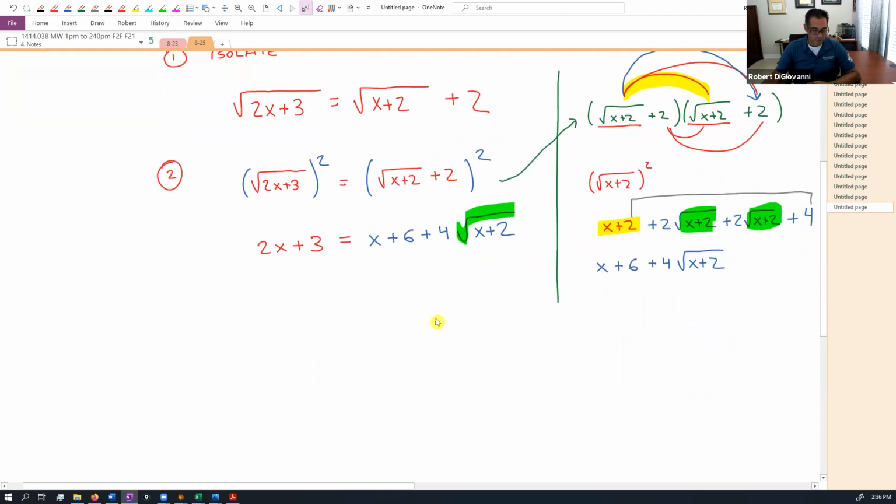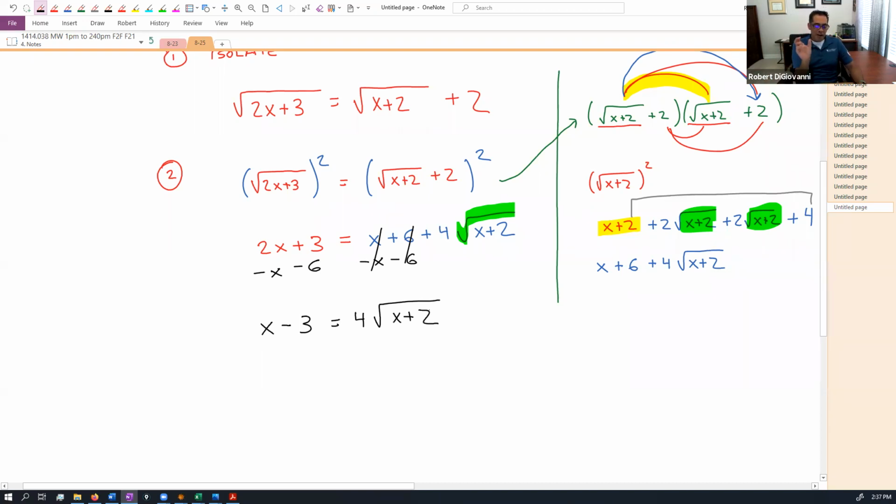So, all right, well, this is your reality now. So here we go. Minus x minus 6. I'm moving these over to the other side. So I'll have x minus 3 on the left equals, and then on the right, I still have a 4 in front of the square root of x plus 2.